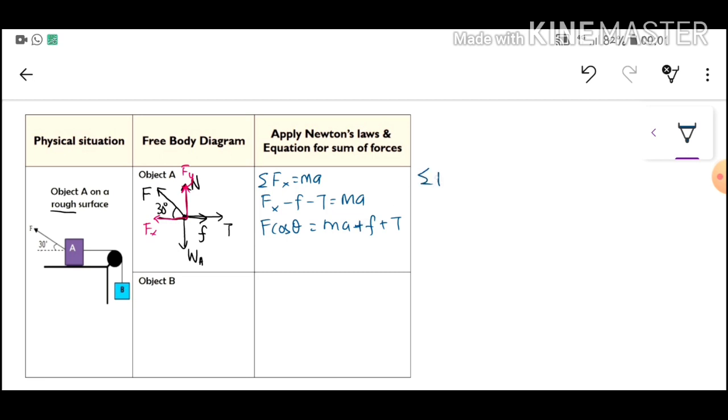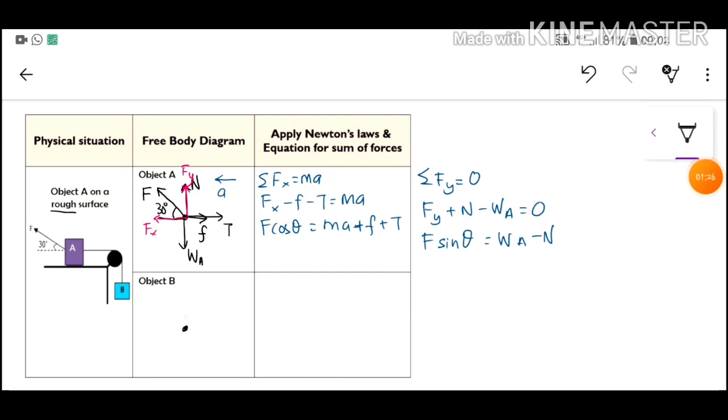For the y component, sum of Fy is equal to 0. So Fy plus N minus Wa is equal to 0. F sin theta is equal to Wa minus N.